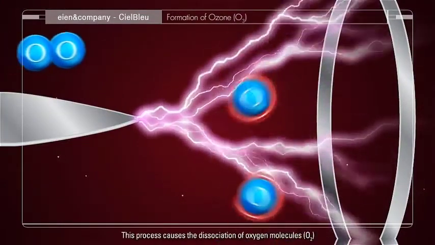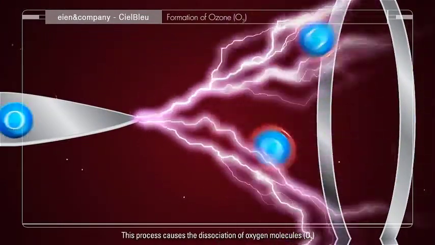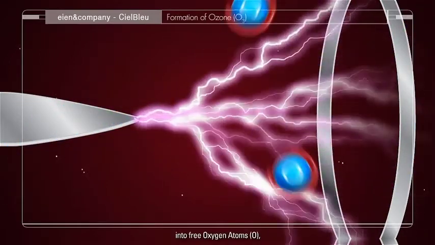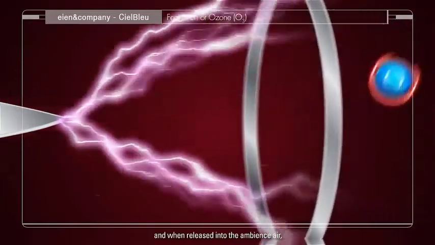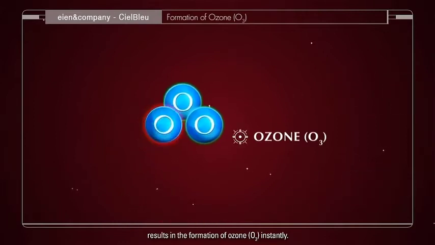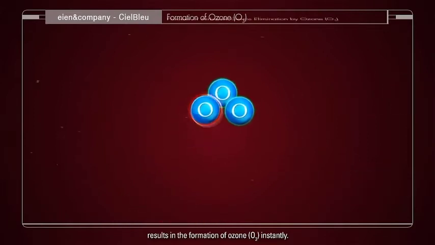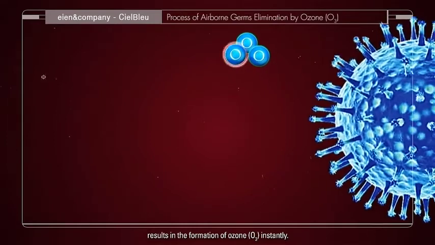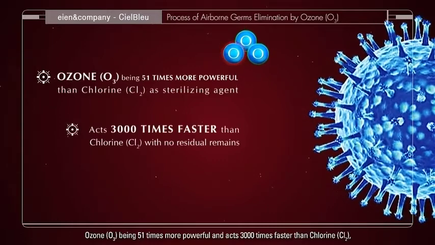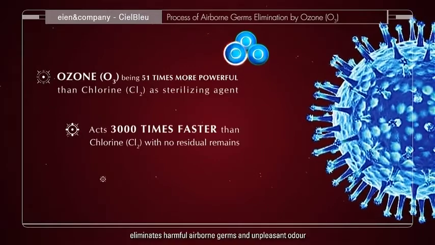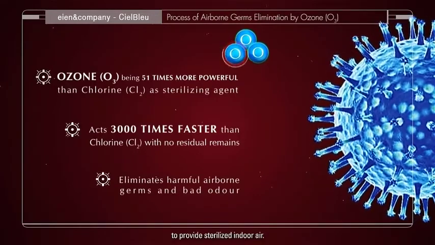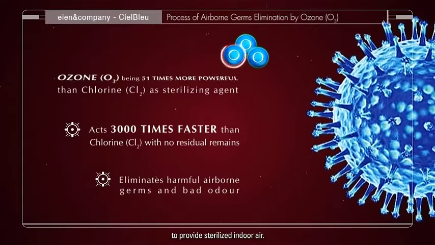molecules. This process causes the dissociation of oxygen molecules, O2, into free oxygen atoms, O, and when released into the ambient air, results in the formation of ozone, O3, instantly. Ozone, being 51 times more powerful and acting 3,000 times faster than chlorine, eliminates harmful airborne germs and unpleasant odor to provide sterilized indoor air.